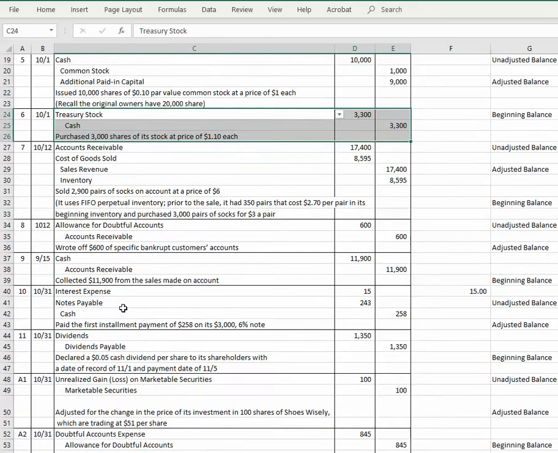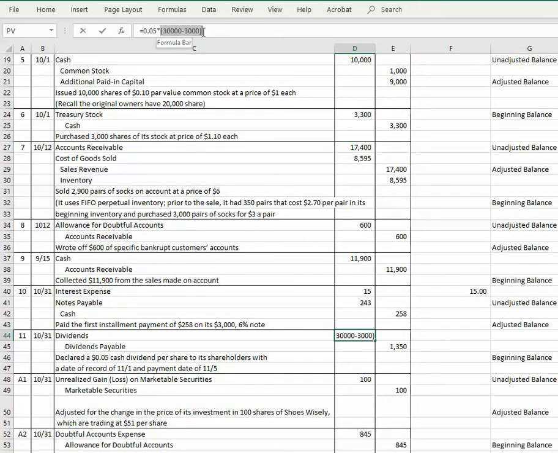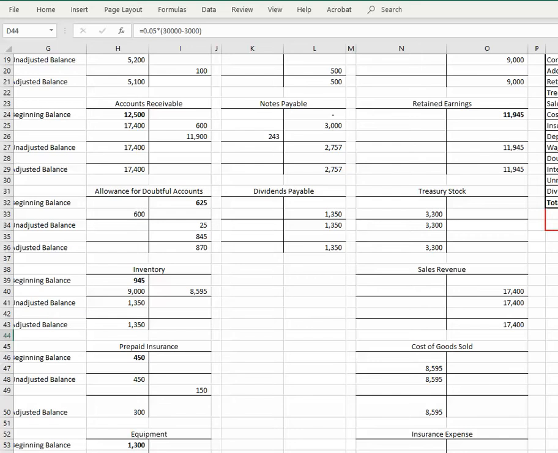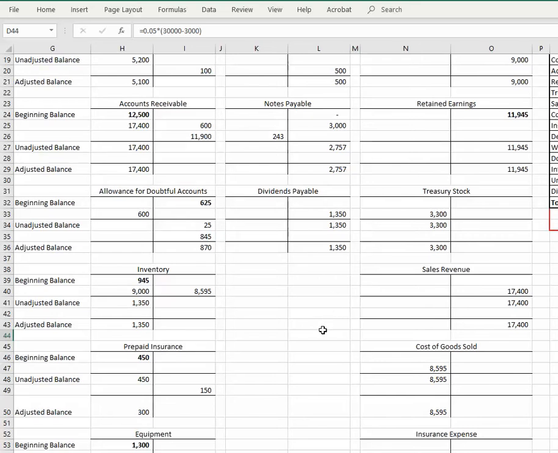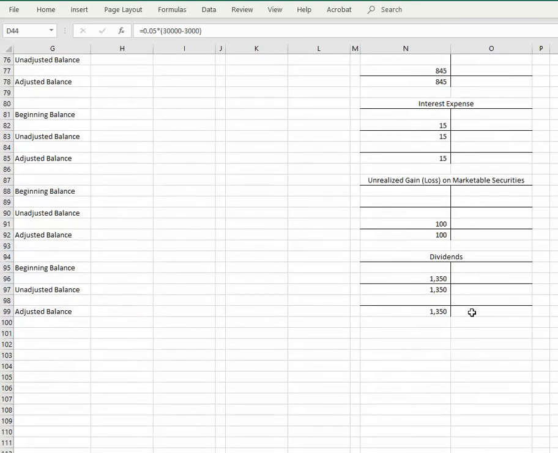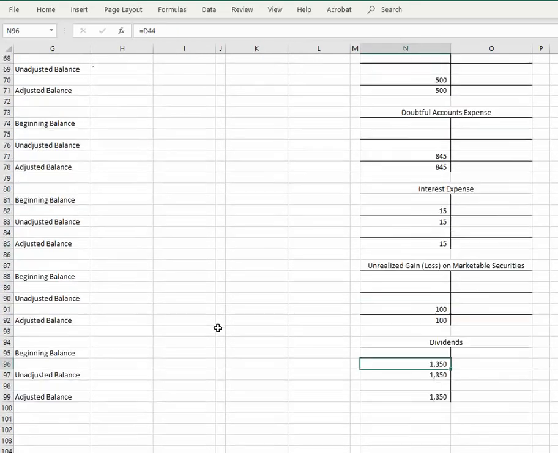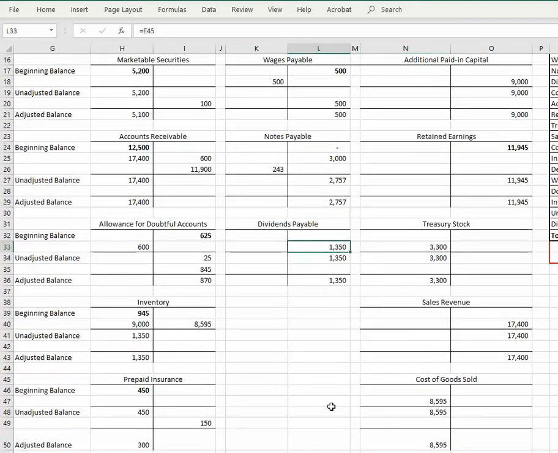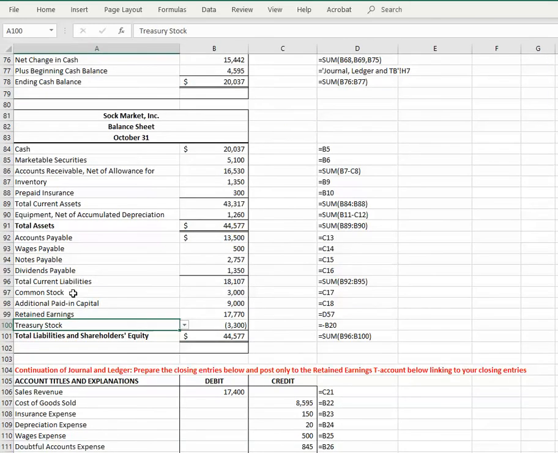So if we look here now, is the entry, it's your 5 cents a share times 27,000 shares. And that gets you the 1,350. So when you record that or post it to your ledger, the debit is to dividends, 1,350. The credit is not to cash, not until the next accounting period. It's dividends payable.